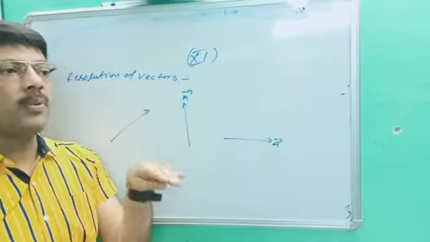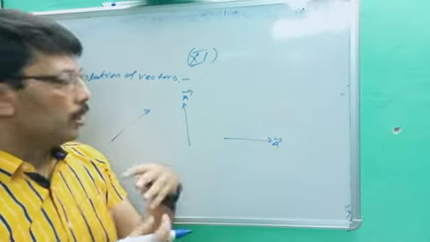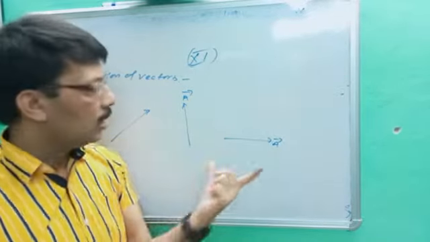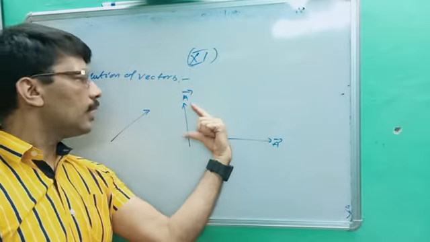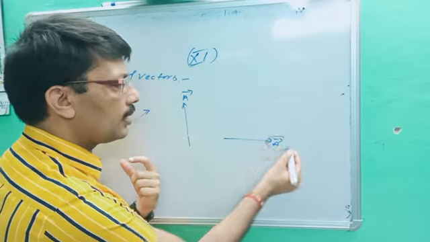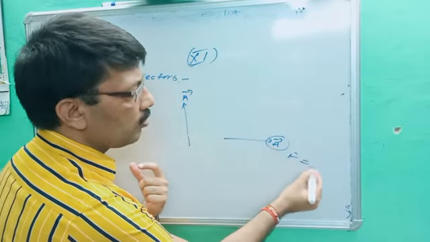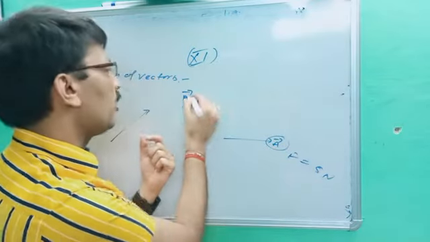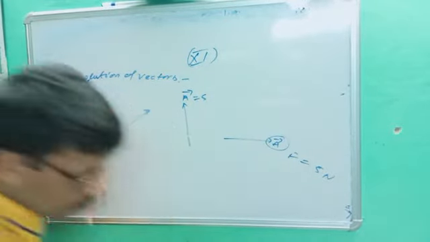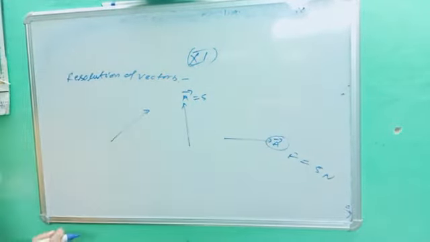Resolution means you have to convert the diagonal vector into x dimension and y dimension. If it is directly in x or directly in y, there is no reason to convert into x and y. You can directly take the answer. Let's suppose the force is 5 Newton, it will be 5 Newton. But if the vector is like that, okay.